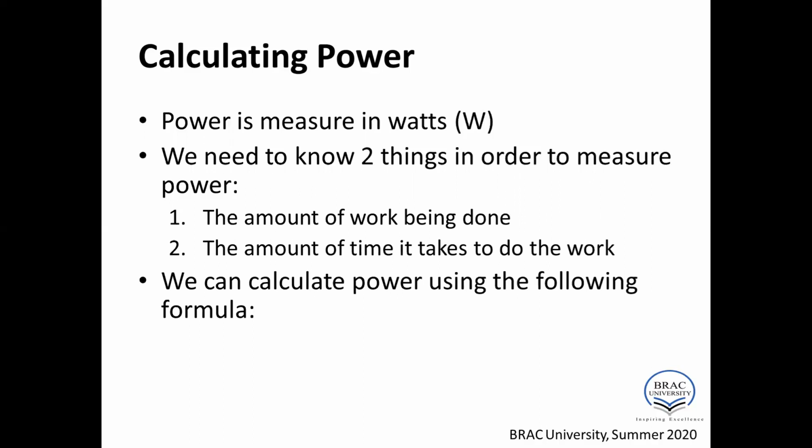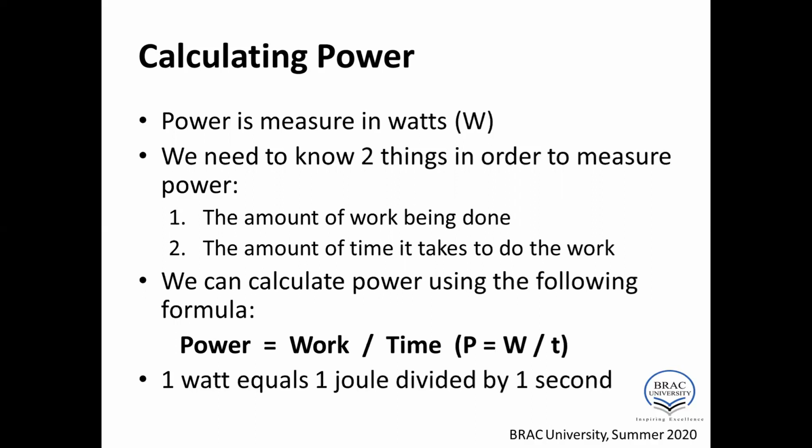We can calculate power using the following formula. Power is equal to work divided by time, which is P equals W by T. Here P represents the power, W represents the work done and T represents the time. The unit of power is watts. So 1 watt equals 1 joule divided by 1 second.